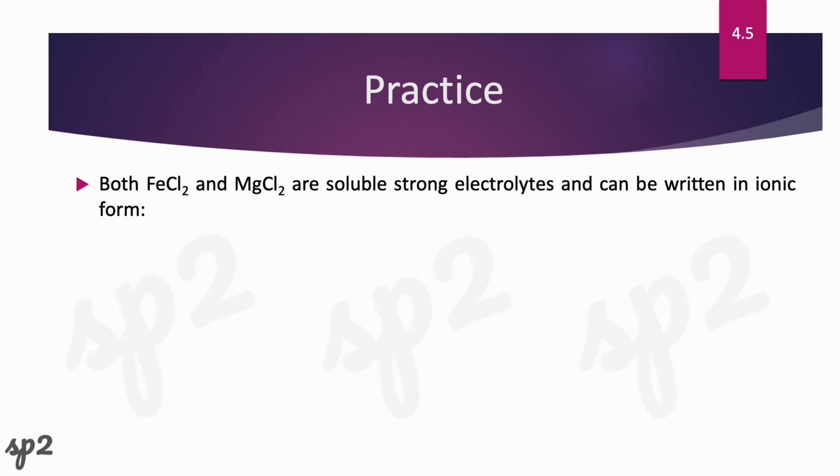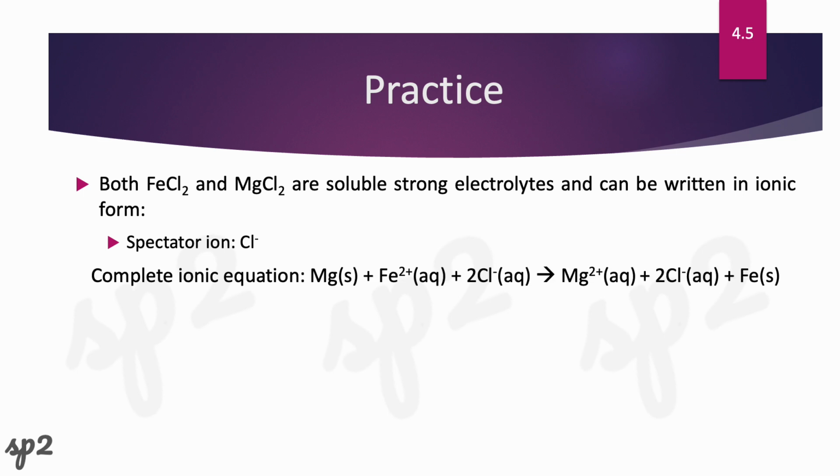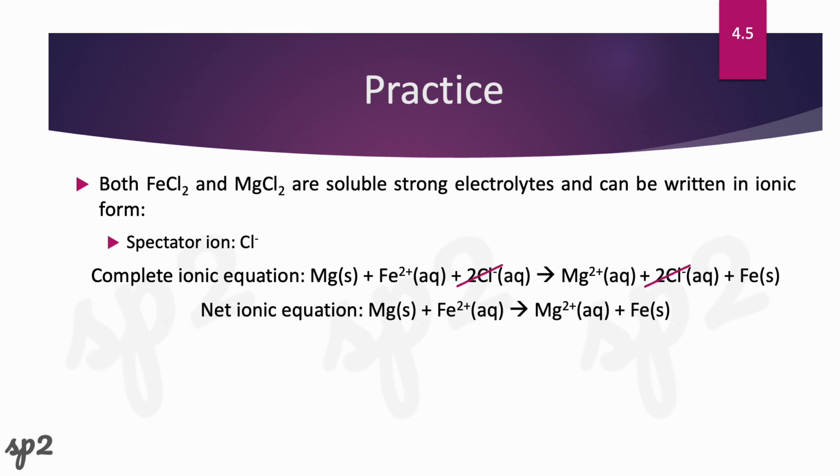So I know that for both iron 2 chloride and magnesium chloride, I have soluble, strong electrolytes. So I can separate their cations and anions. I also know that our spectator ion here is going to be our chloride. So we can separate the ions. It's going to be Mg plus iron 2 plus 2 chloride. That goes to Mg2 plus 2 chloride plus iron. And then you can cross out your spectators, right? And we're going to get to our net ionic equation, which is Mg plus iron 2 plus, and that goes to Mg2 plus plus iron.